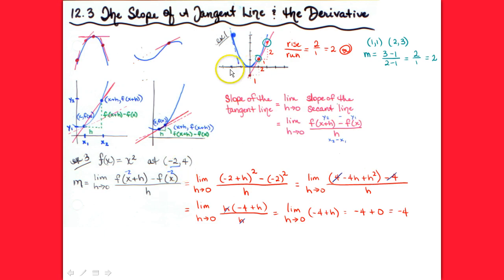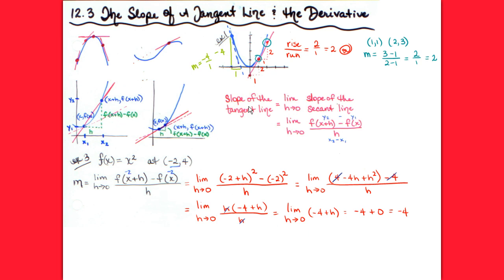If I come up here to negative 2, positive 4, and I hand draw a tangent line, is it possible that that slope could be negative 4? Well, if I start right here and I rise a negative 4 and run a positive 1, absolutely that looks like I could fit that tangent line.